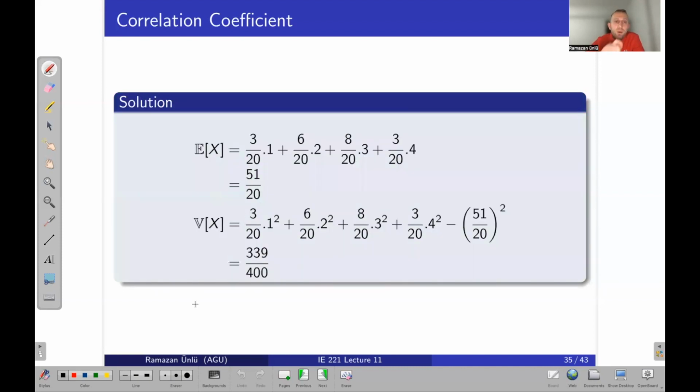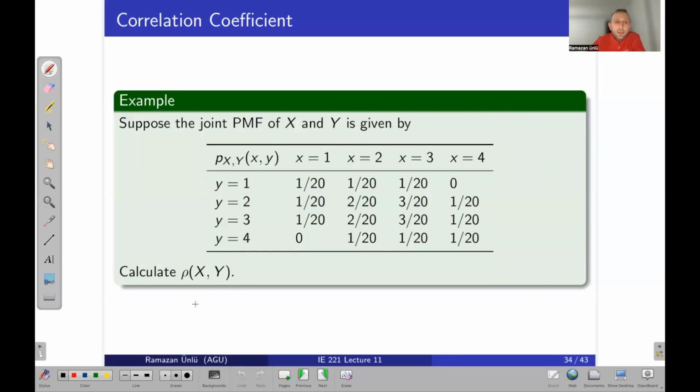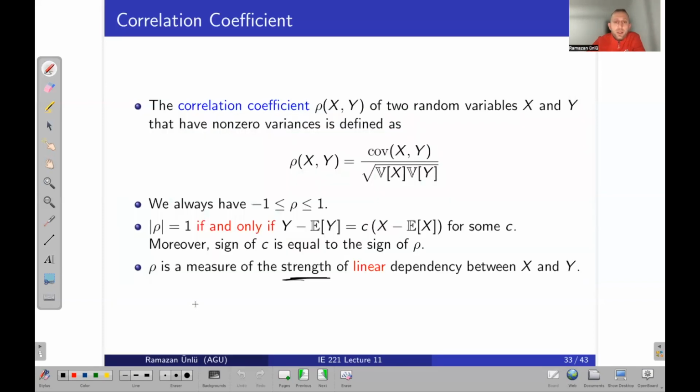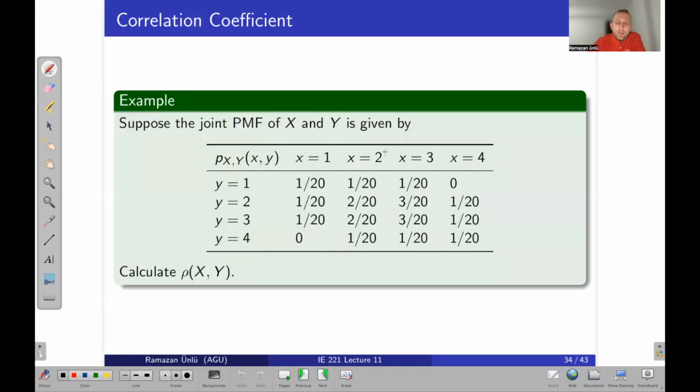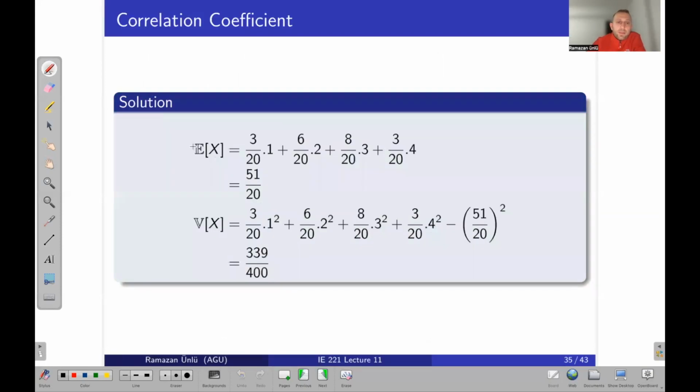Okay, so the first thing we need to calculate is the covariance, right? To calculate the covariance of two random variables, we need to use these formulations. To do that, first we need to calculate the expected value of x times y, and also the expected value of x and the expected value of y. So let's do that. The expected value of x is easy, right?